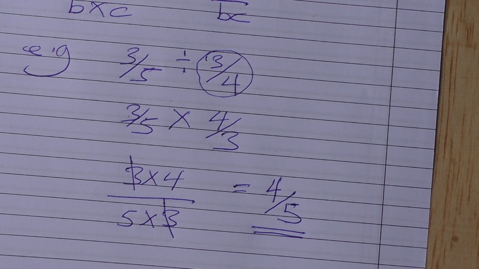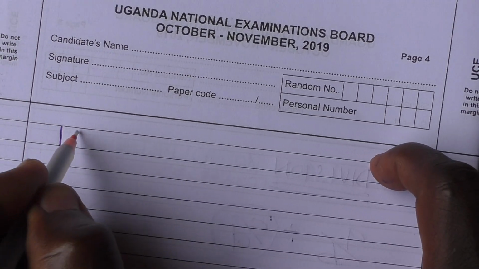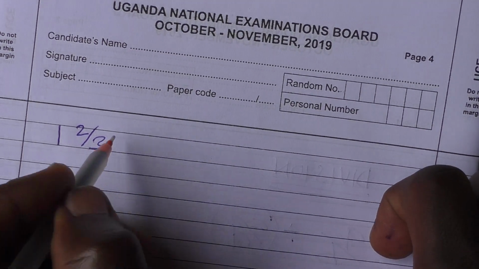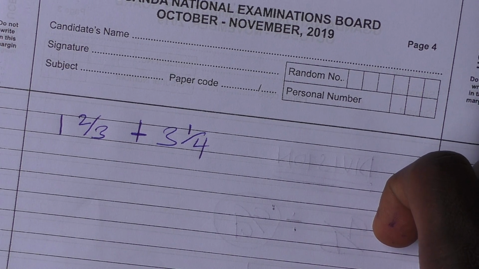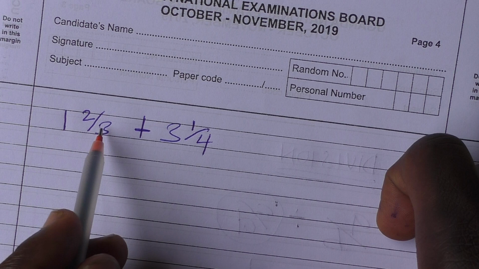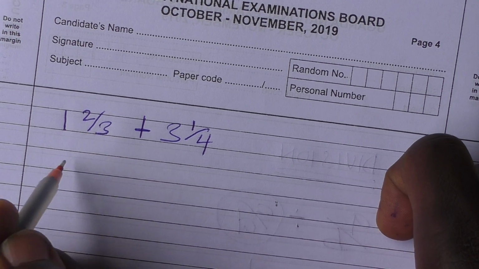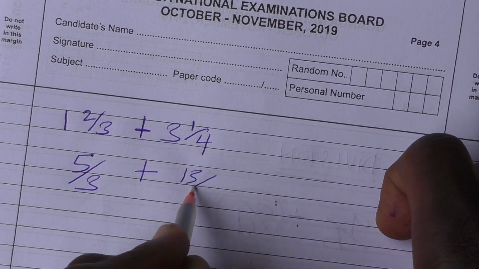We also have the issue of mixed fractions. How do we do operations on mixed fractions? For mixed fractions, we can only operate them after changing from mixed to improper. That is to say, if we have 1 and 2 over 3 plus 3 and a quarter, before we add, we must change these fractions to improper. That is to say, multiply 1 times 3 plus 2, which is 5 over 3, plus 3 times 4 plus 1, which is 13 over 4.